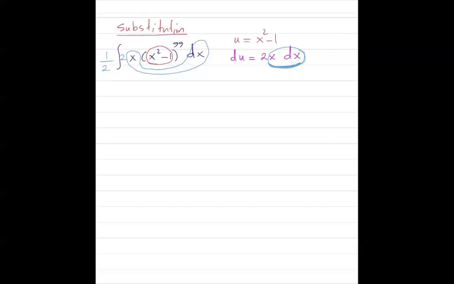Or you can say that, hey, since du is equal to 2x dx, dx can be written as du divided by 2x. But remember that if you use the second option, you cannot create a new variable inside your integral. This case is only working if you have x dx inside your integral. Perfect.